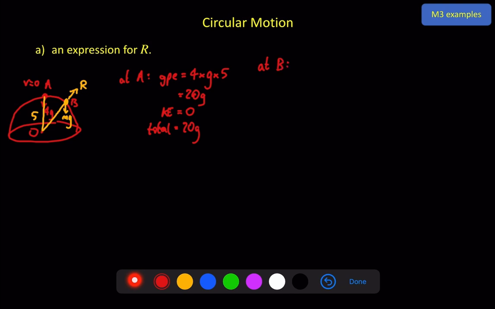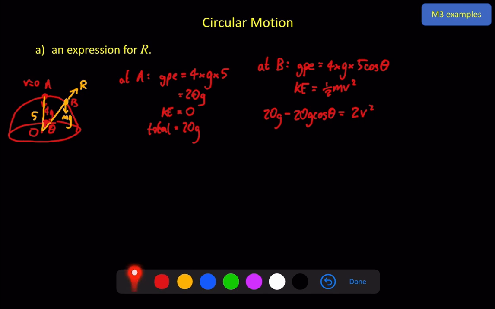At B, we've got a reduced height, so the gravitational potential energy is now 4 times g times 5 cos theta, where this little angle in here is theta, and the kinetic energy is equal to half mv squared. So if we take that total 20g and we take away the gravitational potential energy 20g cos theta, that has to equal half mv squared, except we know what m is. That's a 4, half of 4 is 2v squared. Now to figure out an expression for r, although we don't have tension, we're still doing the same thing. We're going to resolve along the radial direction here.